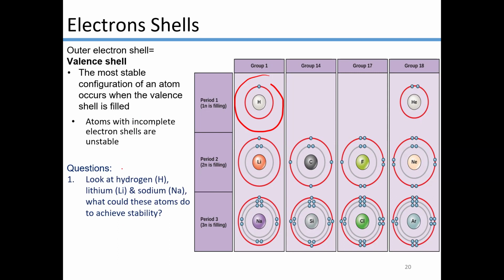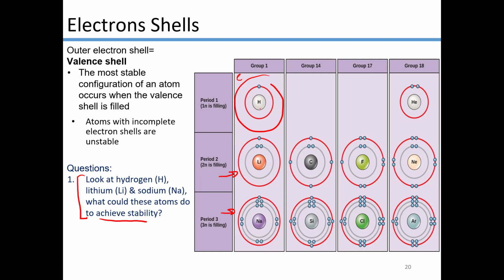Looking at this over here, we're going to look at our hydrogen right here, our lithium over here, and our sodium down over here, and see if they have achieved stability. In this case, we have our hydrogen with its first orbit. We know that in our first orbit, we want to have 2 electrons in order to maintain stability. So our hydrogen is going to be looking for an extra electron to find its most stable form.